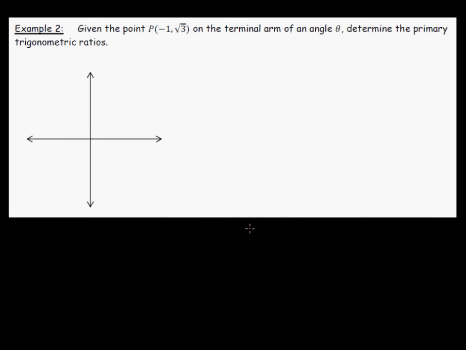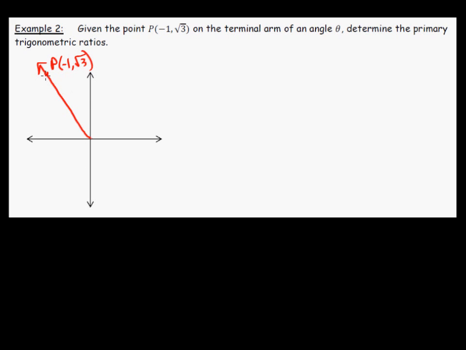All right, the next example: given the point P(-1, root 3) on the terminal arm of an angle theta, determine the primary trigonometric ratios. Now, for (-1, root 3), the x value is negative and the y value is positive, which means we're in quadrant 2. So here's the point P.